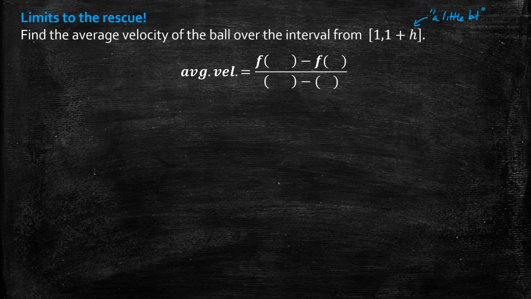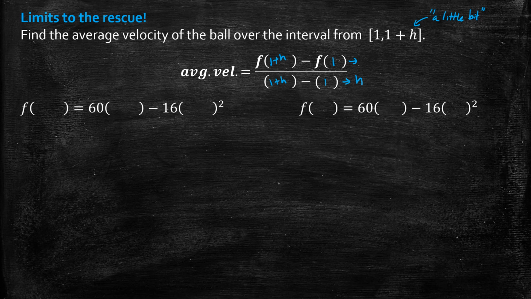So the average velocity, as we know, is given by this formula, change in y over change in x. In this case, the later time is 1 plus h, so we have f of 1 plus h minus f of 1, over 1 plus h minus 1. We can already see that when we subtract 1 from 1 plus h, we're left with h. So now we just need to work on the top part. Let's look at f of 1. This one's easier. Just put 1 in there, and this comes out to be 44 feet. We found that in the previous slide.